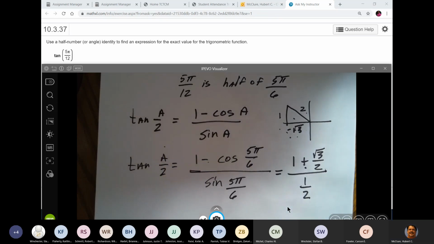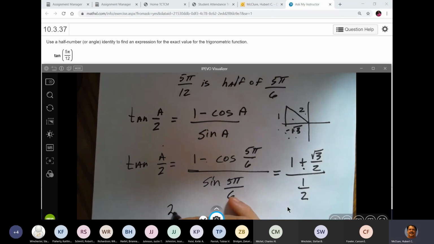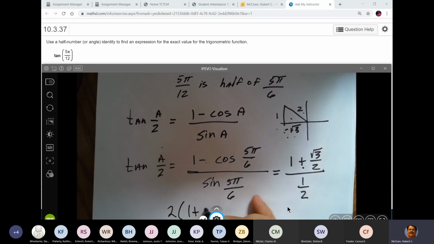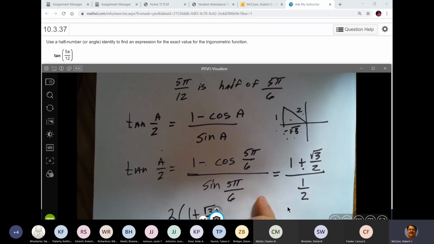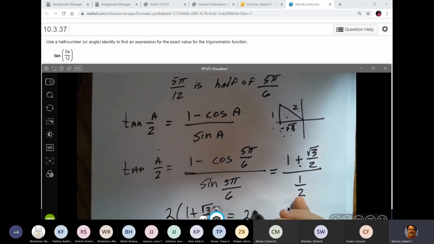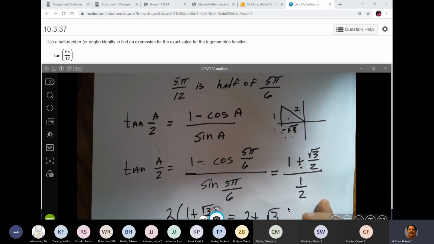And looks like you're going to multiply that by 2. So that's going to be 2 times 1 plus square root of 3 over 2, which is equal to 2 plus square root of 3.